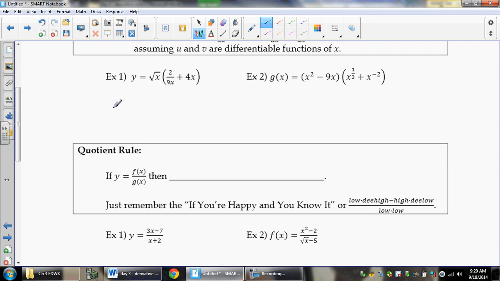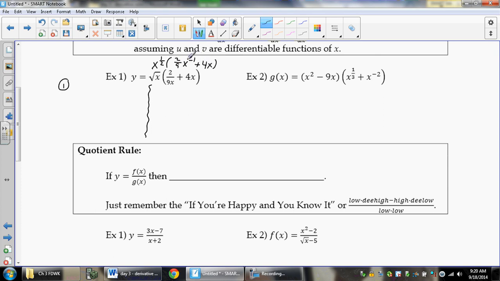All right, that's enough singing for a moment. So, practice with the product rule. Now, this one we can do using the product rule or using another method where we distribute and then use the power rule. So, I'm going to talk about both. So option 1 right here is if I use the product rule, I'm first going to think about these as x to the 1/2 and 2/9 x to the negative 1 plus 4x.